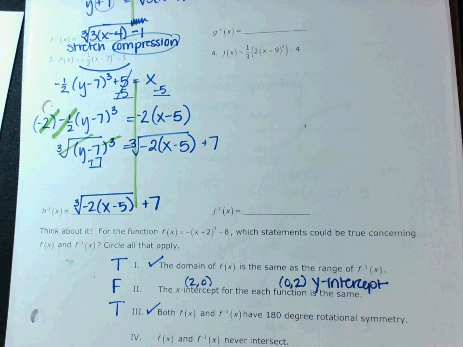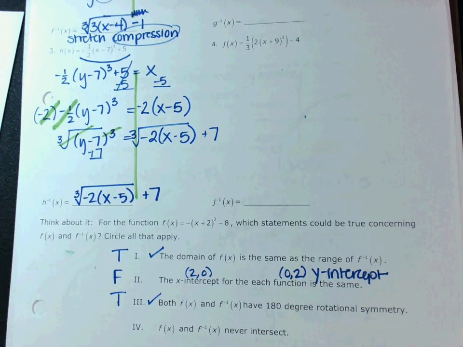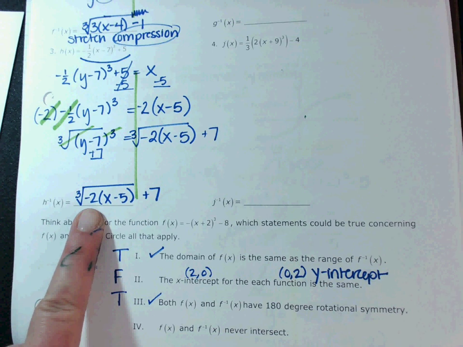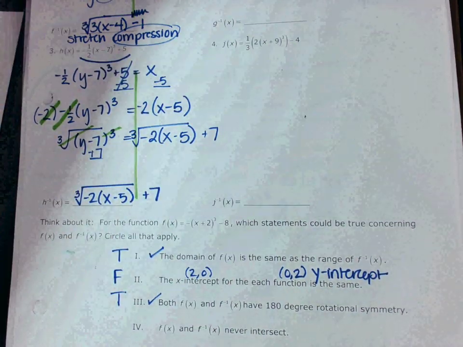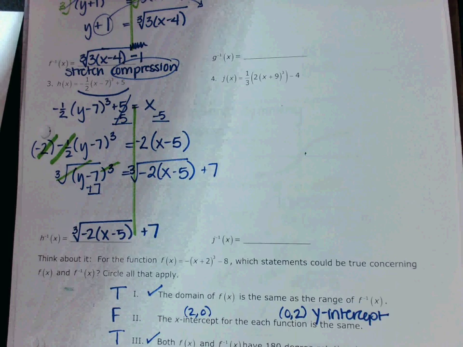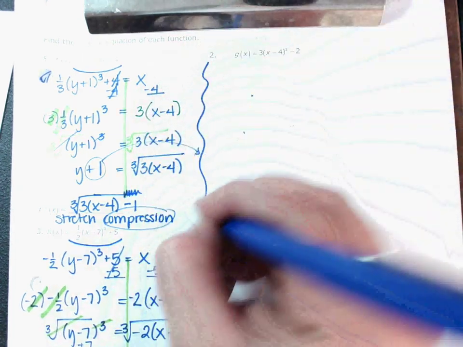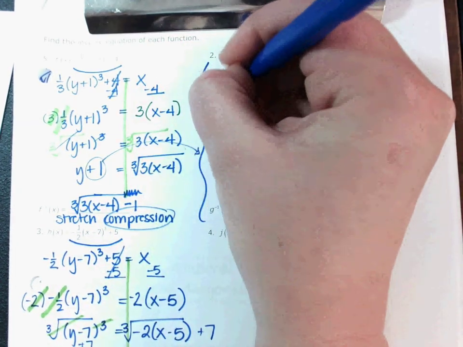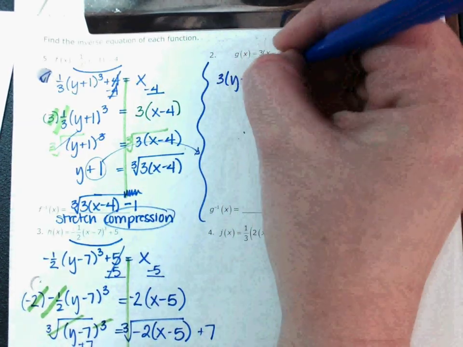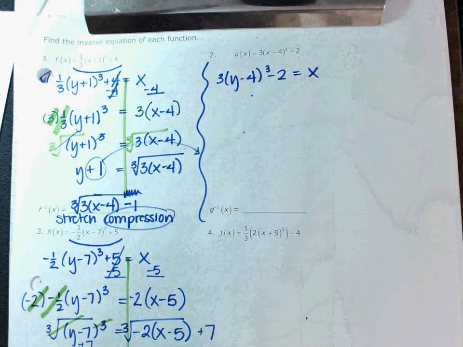Okay, now, is that one going to be a stretch or compression? It's a compression because where's the 2? On the inside. Now, does it matter that the negative's inside? No. It's going to look exactly the same. Okay? Alright, last one that we're going to do is number 2. This time, instead of having a fraction in the front, you have a whole number in the front. So, I'm going to make it 3 y minus 4 cubed minus 2 equals x.